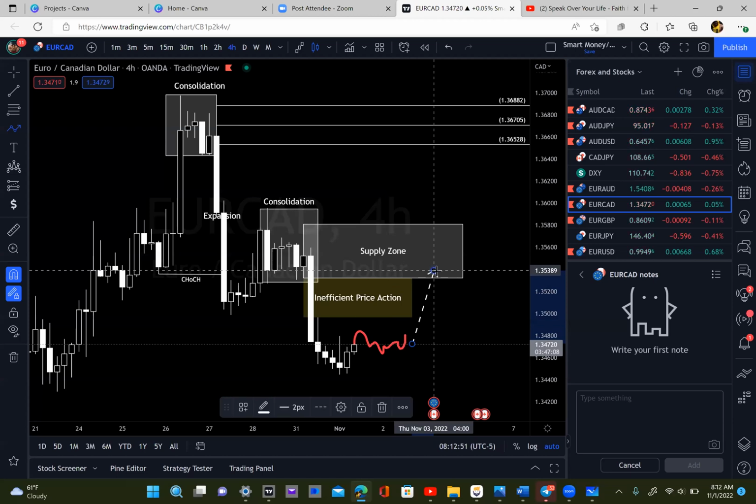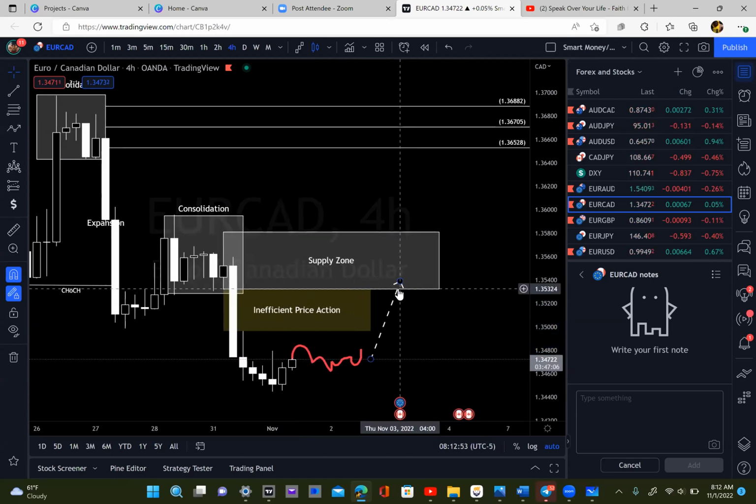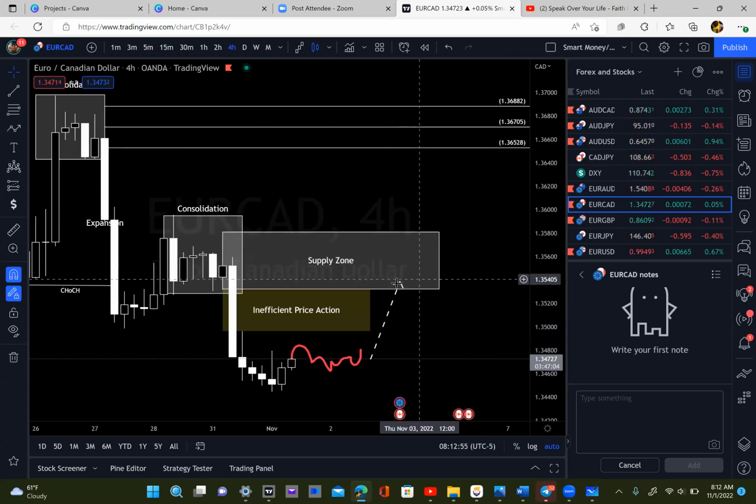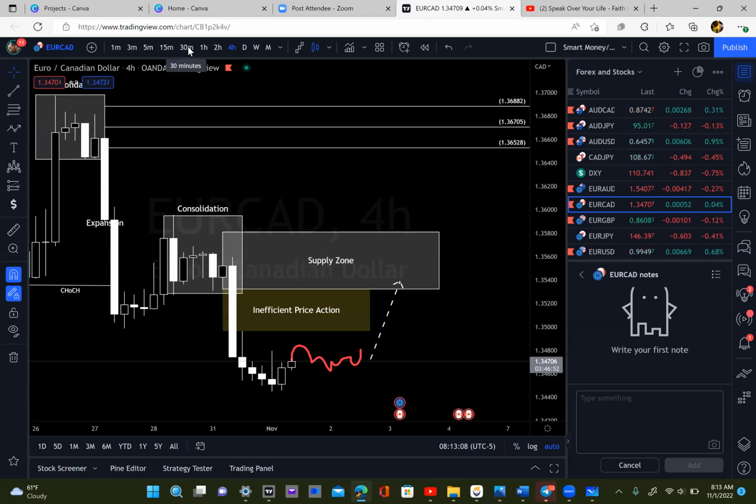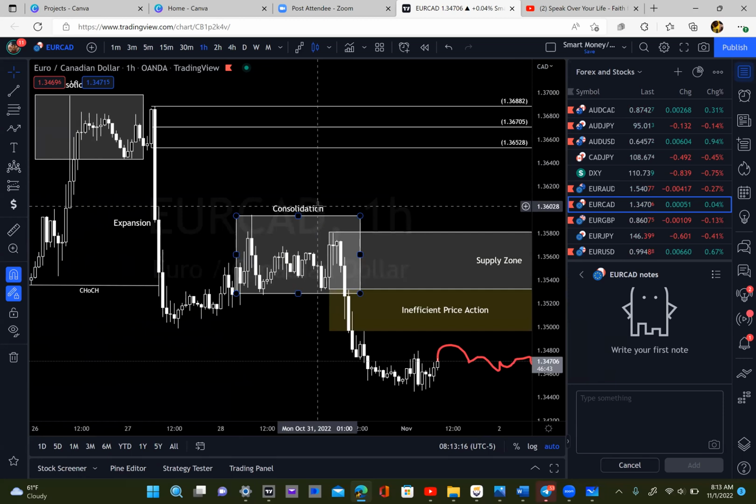Now, once we get in there, notice we're on the 4 hour. Once we get in this zone, you stay on the 4 hour until we get in the zone. Once we get in the zone, that's when you go to the lower time frame. Don't do it before because it'll trip you up. Wait till we get back in the zone. Once it gets in the zone, go down and see what it looks like on the 1 hour.